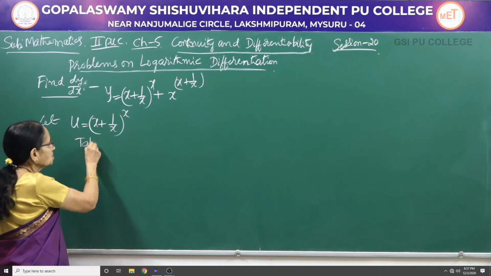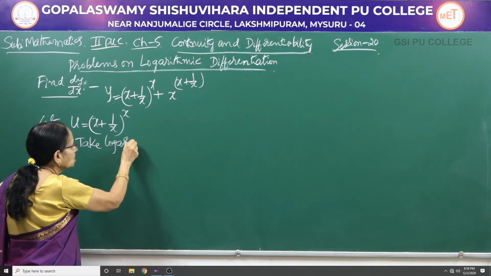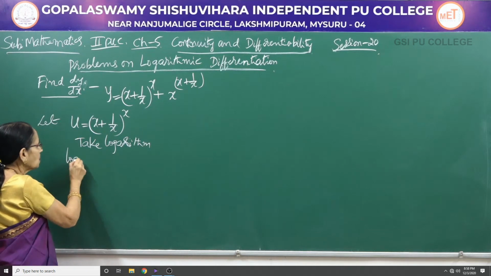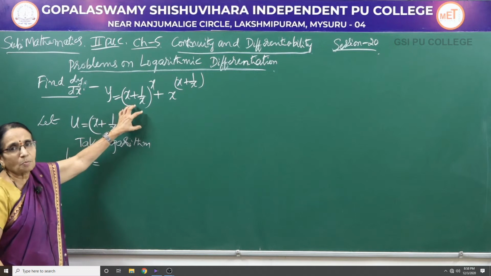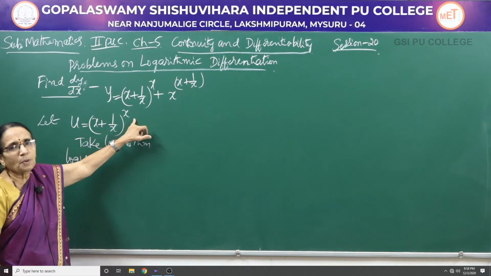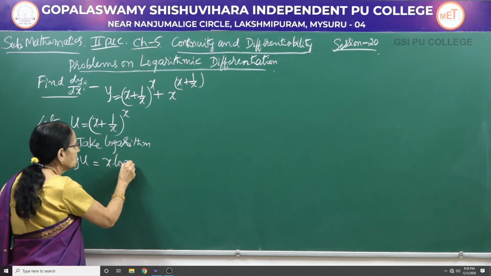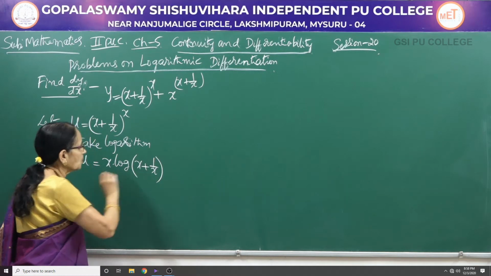Then what's the next step? You take logarithm. Then u becomes log u. As you know, for something raised to the power, log of m to the power n is n into log m. So, directly I am writing it as x into log of (x plus 1 by x).